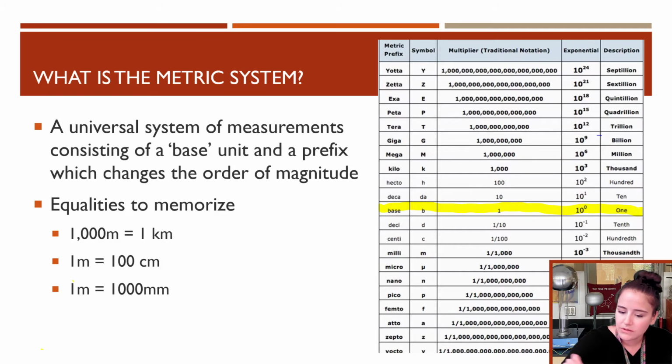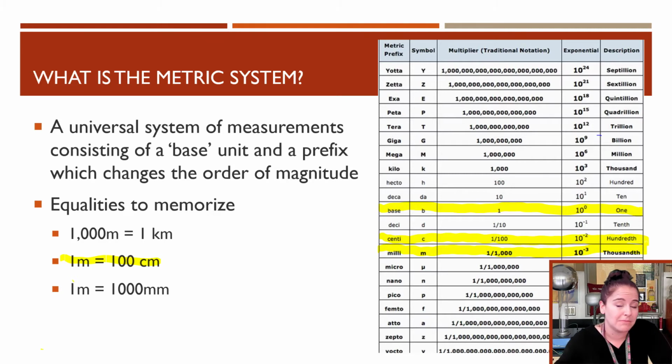The ones that we're going to be using the most are centi, which is a hundredth. The way you think of this is just think of cents. A cent is a hundredth of a dollar. There's 100 cents in a dollar, so there's 100 centimeters in a meter. And then we have milli, which is a thousandth, aka times 10 to the negative 3. So if you have a millimeter, that means you have 1 times 10 to the negative 3, or a thousandth of a meter.